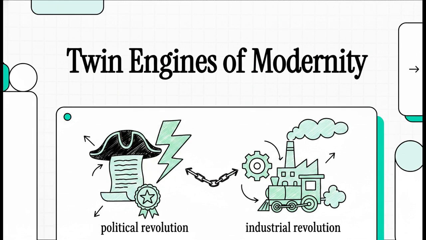We often call this the Age of Revolutions, but as we're going to see, the word revolution meant two very distinct things depending on where exactly you were standing. So we're going to unpack these twin engines of modernity, figure out exactly how they operated, and see how they built the very foundation of the world we're all living in right now.